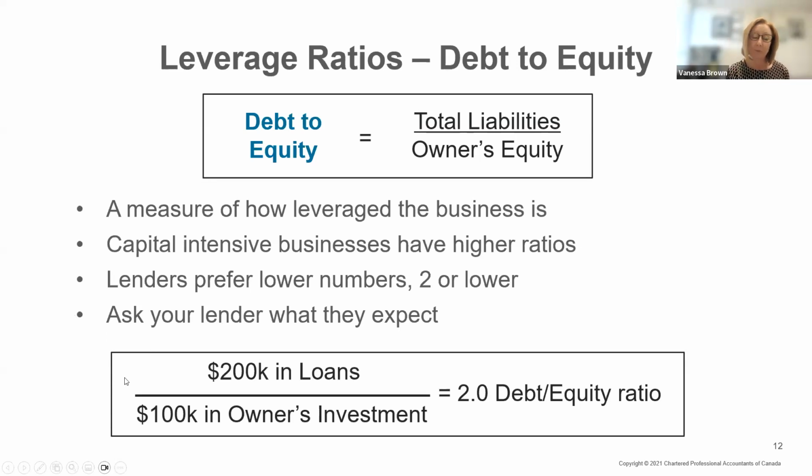In this example here, we've got 200,000 in loans. We've got 100,000 that was invested by the owner. And by invested, that is the combination of share capital, the original purchase of shares that the owner made from the company, and the earnings that have been retained in the company over time. So if the business has been operating for a while, that retained earnings number is the net income each year, cumulative. So in this example, our debt to equity ratio is the 2, and it definitely meets all requirements.